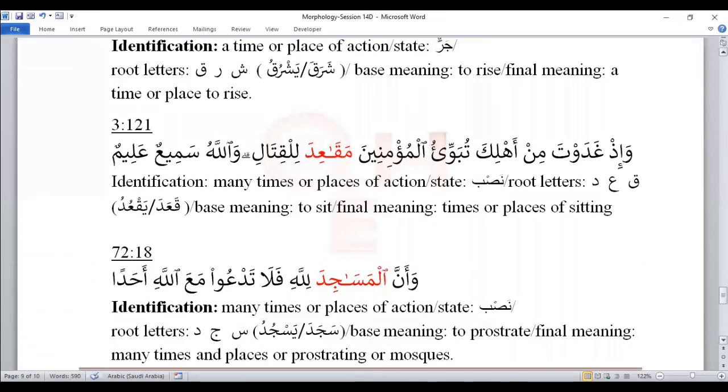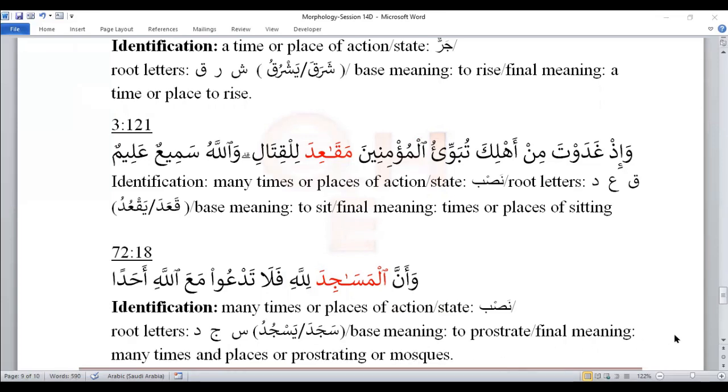Let's go one more verse. Over here, the word we found is al-masajid. This again matches with mafa'il, so this is a broken plural. In general, we are going to say many times or places of action. State: in this case, nasab, because of this particular particle. Root letters are seen, jim, dal: sajada, yasjudu. Base meaning: to prostrate. Final meaning would be many times or places of prostrating. So basically, mosques. Masajid is the plural of masjid, mosques.